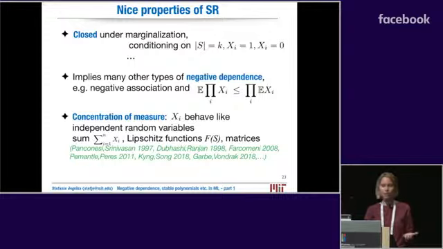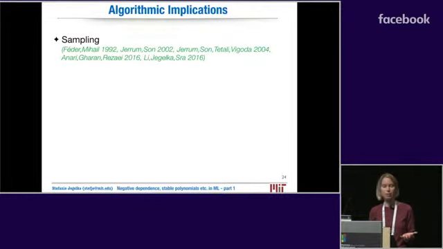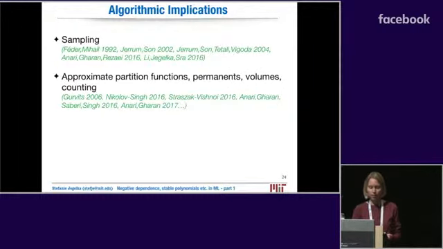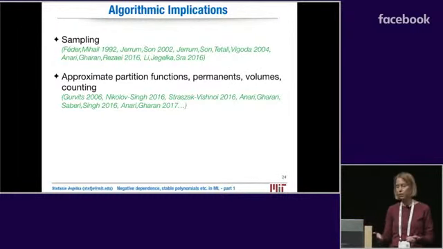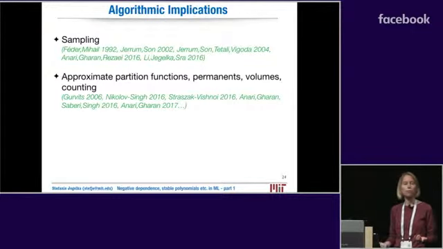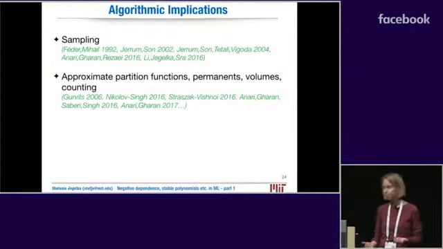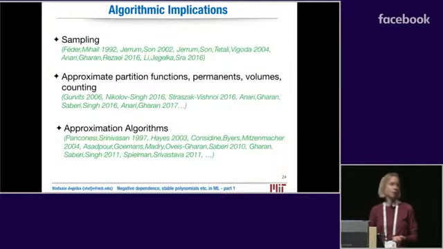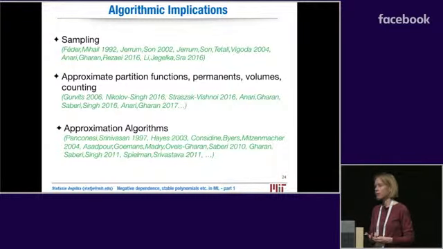As I already indicated, this gives you algorithmic implications. One area that I'm going to talk about next is sampling. You will actually get fast sampling algorithms out. The second one that we'll talk about in the next part is approximate counting, approximating partition functions via optimization. And the third one is approximation algorithms, as I already indicated, for example, to analyze randomized algorithms.